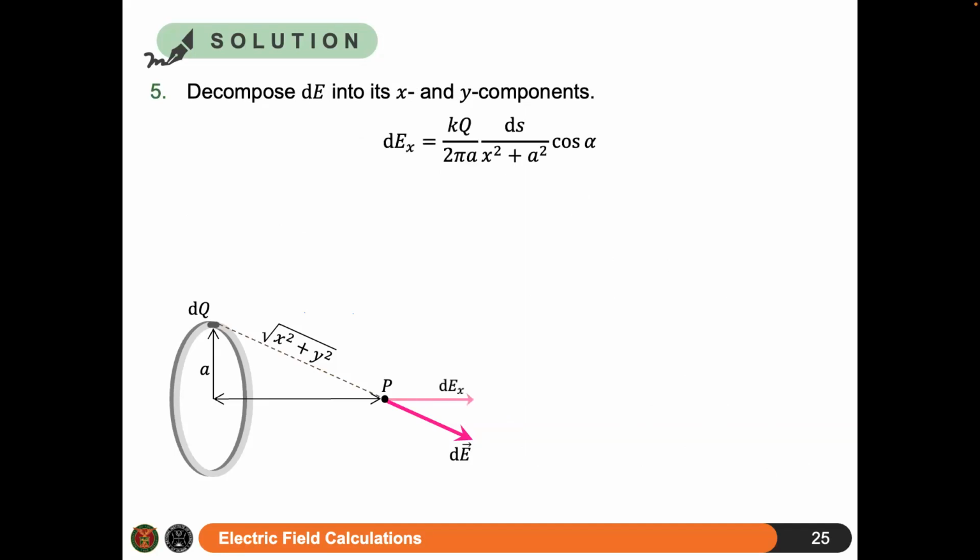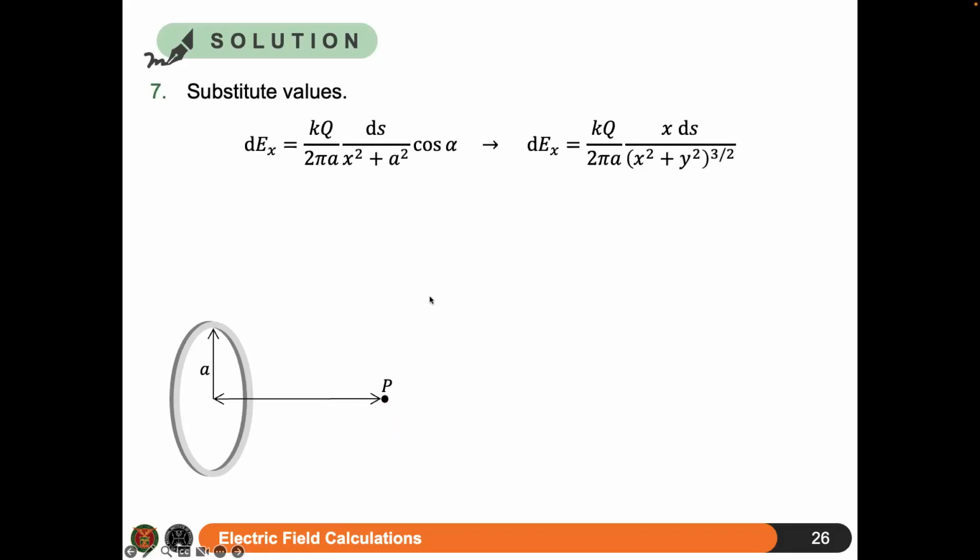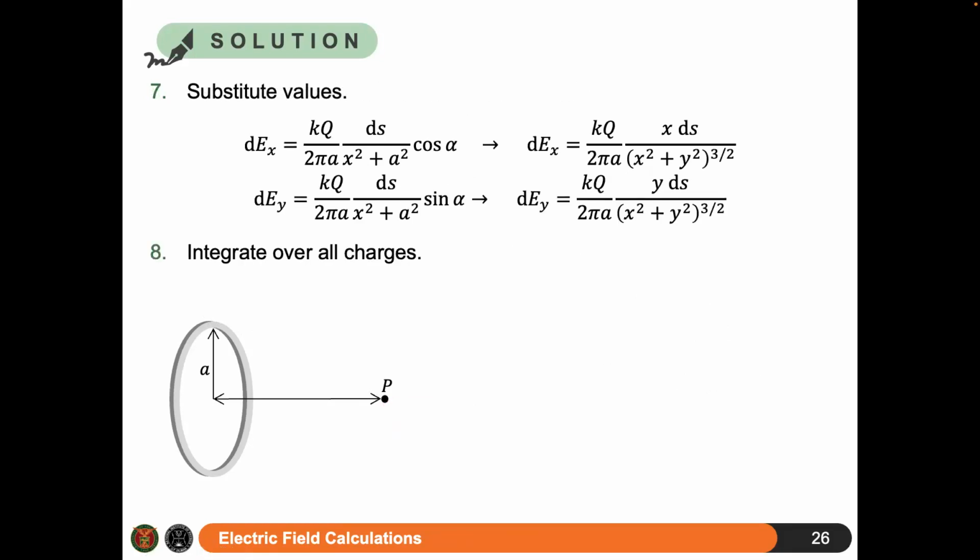Then, we decompose to its x and y components. So, again, meron tayong cosine alpha and sine alpha. And we can use the same triangles kanina. Okay? So, here, y is equal to a dapat, kasi yun yung radius. Ganon din sa baba. A din yan. And then, we substitute our values and simplify.